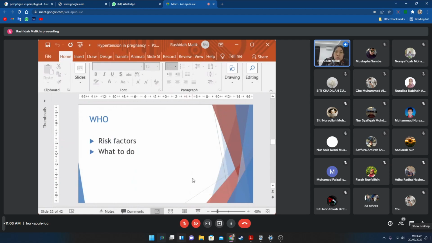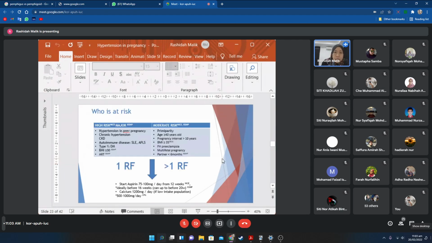So we look at what are the risk factors for these women, especially to develop preeclampsia, because we can do something about it. So who is at risk? Most classify them into high or major risk or moderate risk. So if you have one of the high or major risks, or if you have more than one of the moderate risks, you start PE prophylaxis. It has been shown that PE prophylaxis can reduce severe preterm preeclampsia, but not term preeclampsia.